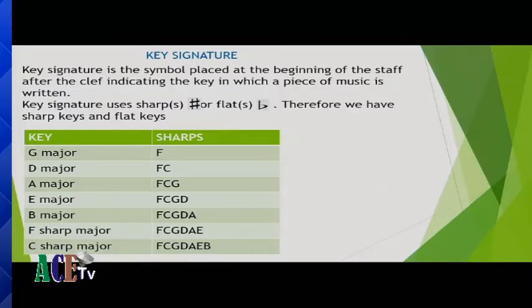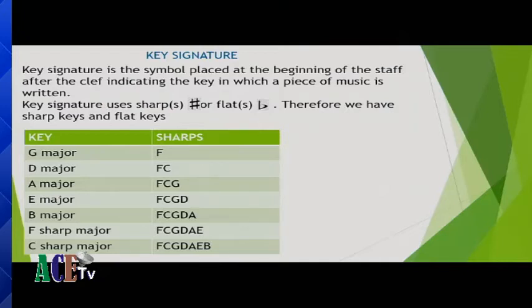Then you have gotten F and C as the sharps for D major. Then you want to get the 3rd sharp that will belong to the key of A major. You count 5 from C. So from C you have C, D, E, F, G. And that is the 5th. G is the 3rd sharp, which means you have F, C, and G for the key of A major.